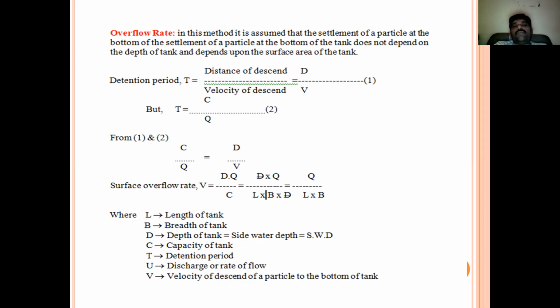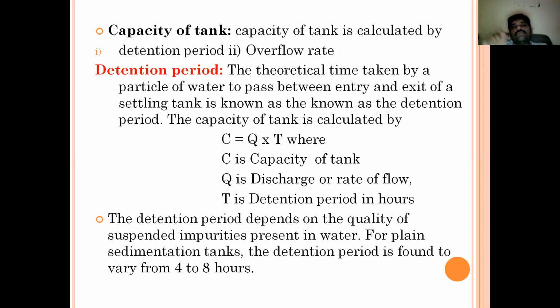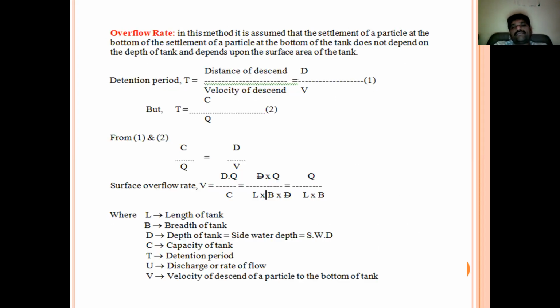But T also equals C by Q, capacity of tank divided by discharge or rate of flow. This is equation 1 and this is equation 2. From equations 1 and 2, C by Q equals D by V. Hope you understood how we can get the surface overflow rate.